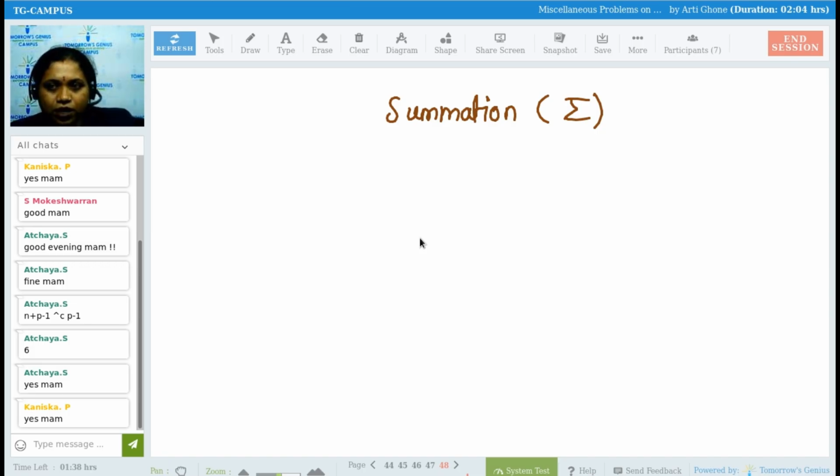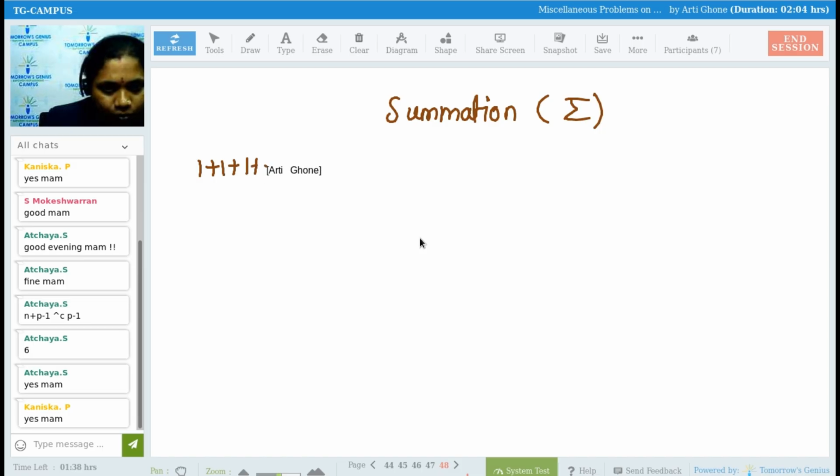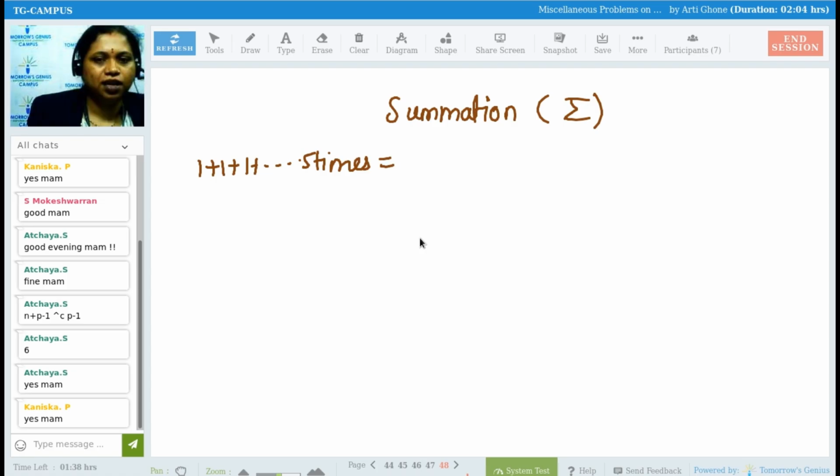Okay. Now see what the summation is. If I add 1 plus 1 plus 1 plus dot dot dot, 5 times, what will be the answer? Very easy. 1 plus 1 plus 1, 5 times. What will be the answer? Please answer. It's very, very easy.